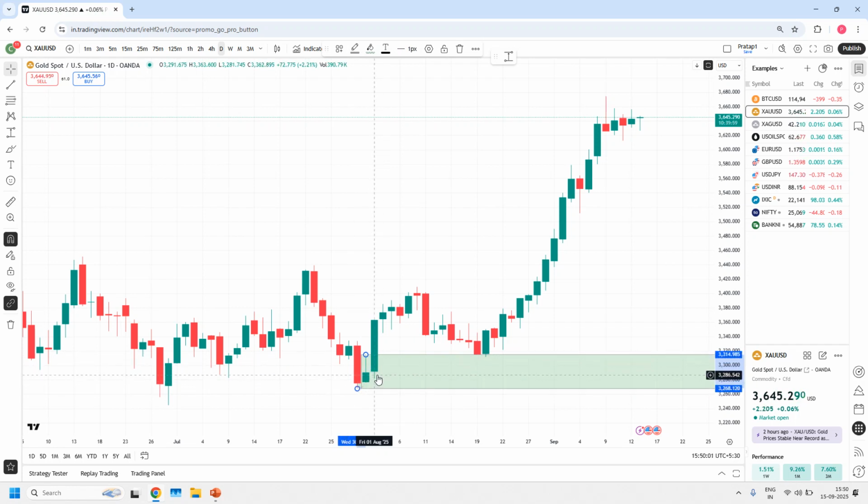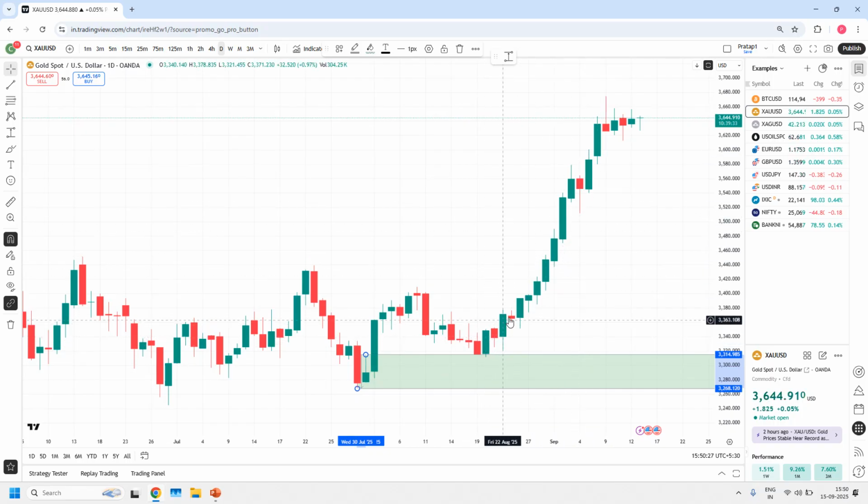You draw the zone. Type 2 proximal, higher body to lower wick. Type 3 proximal, lower body to lower wick. This is type 3. This is type 2. And this is a type 1 entry. Anybody who planned a type 1 entry would have got an excellent profit in the gold.